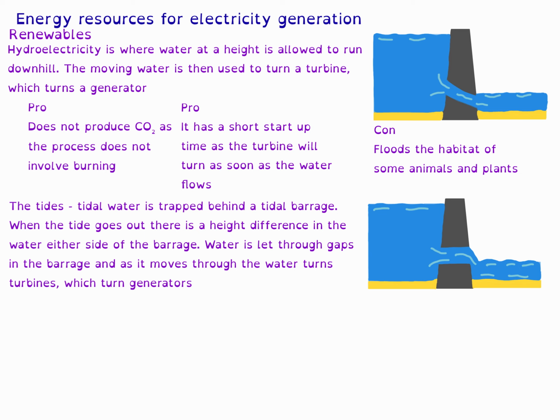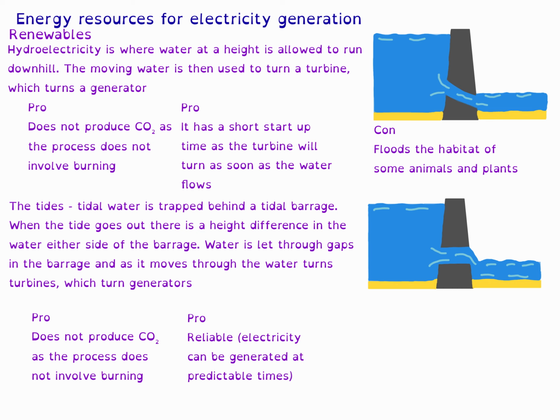The advantages of this type of electricity generation: it does not produce CO2 as the process does not involve burning. It's also reliable. The tides go in and out twice a day, every day, so electricity can be generated at these times. But the disadvantage is it floods the habitat of some animals and plants.